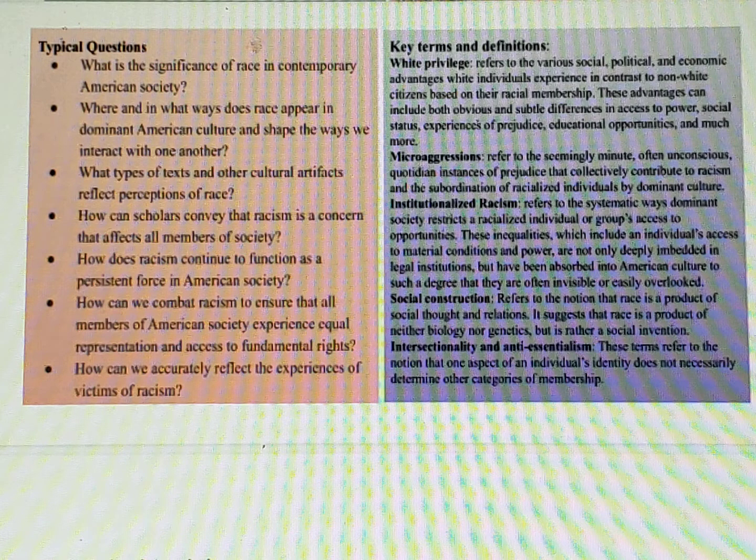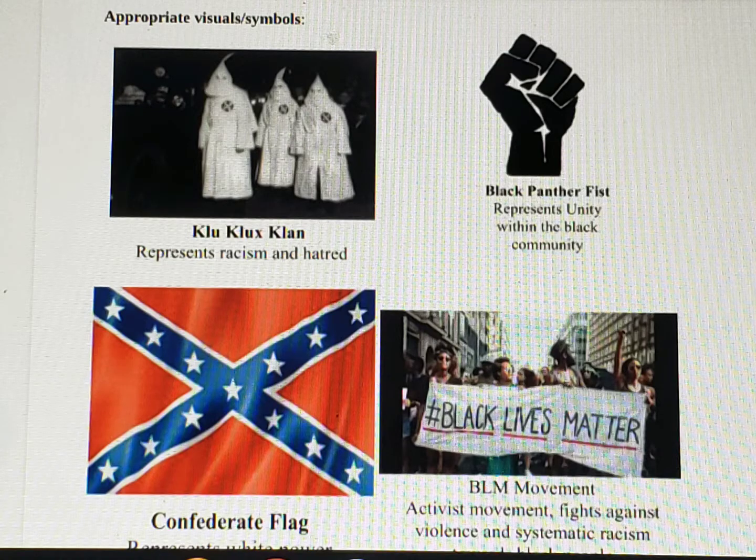Intersectionality and anti-essentialism. These terms refer to the notion that one aspect of an individual's identity does not necessarily determine other categories of membership.